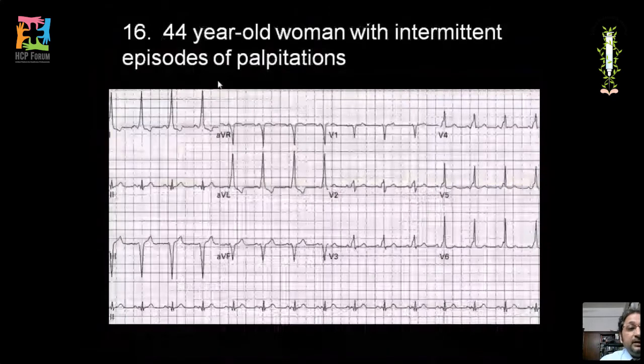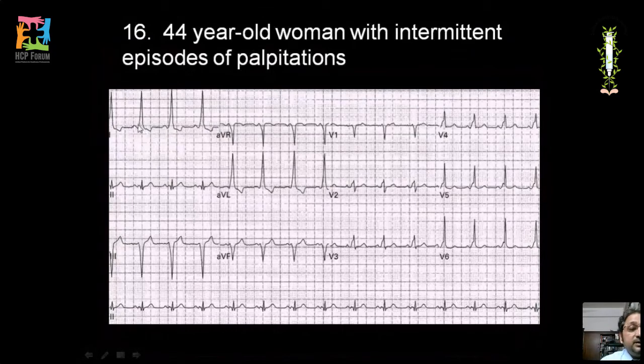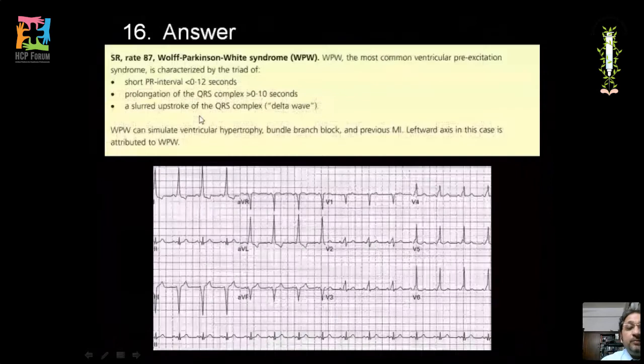This is a very classical ECG. You can see the PR interval is shortened. There is slurring of the upstroke of the QRS with a broadened QRS. Though I don't see any tachycardia, these patients are prone to paroxysmal supraventricular tachycardia, and the diagnosis is straightforward: Wolff-Parkinson-White syndrome with a short PR interval less than 0.2, prolongation of the QRS complex, and a slurred upstroke of the QRS, which is called the delta wave.